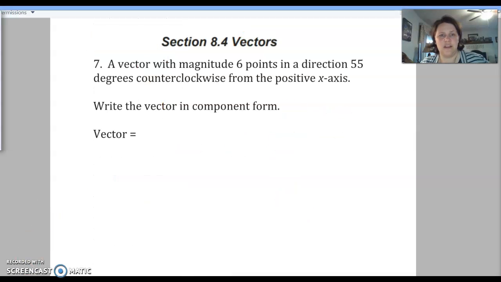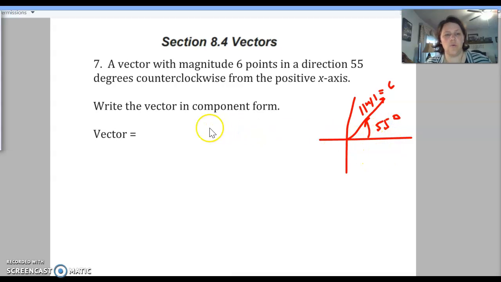Example number 7, we've got a vector with magnitude 6 points in a direction of 55 degrees counterclockwise from the positive x-axis. So we've got a vector here, and it's at 55 degrees, and it is magnitude of 6, so its magnitude, we'll call it vector u, is equal to 6, and its direction is at an angle of 55 degrees from the x-axis. So we want to find what the component form of that vector is.